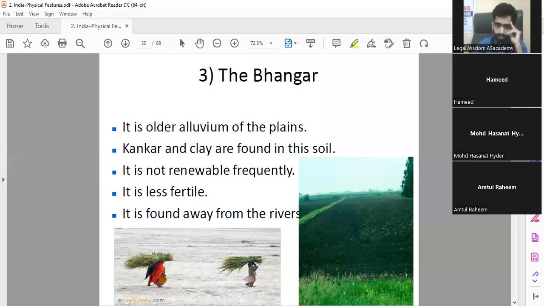What is Bhangar? The Bhangar. It is old alluvium of the plains. Kankar and clay are found in this soil. It is not renewed frequently. It is less fertile. It is found away from the rivers.